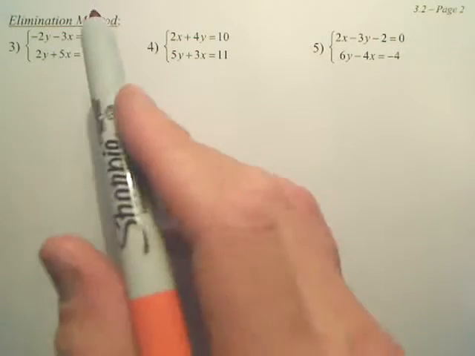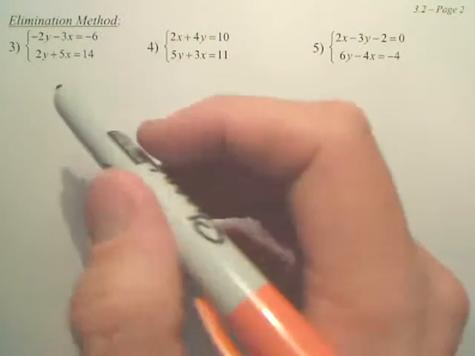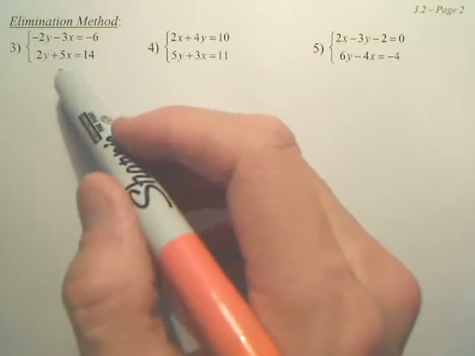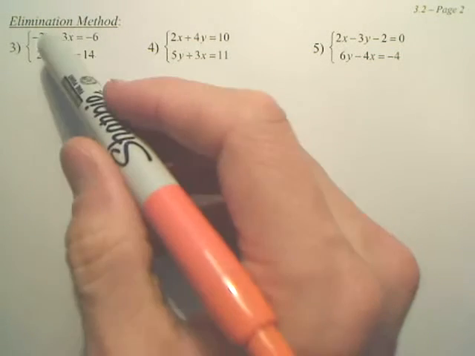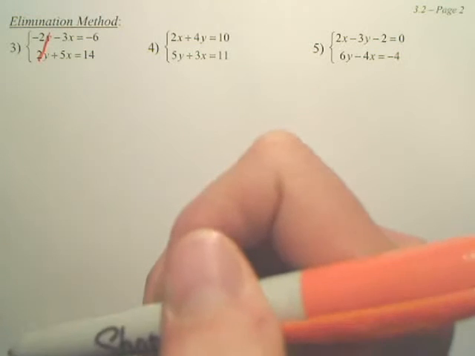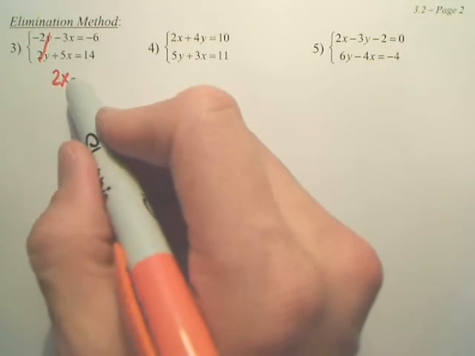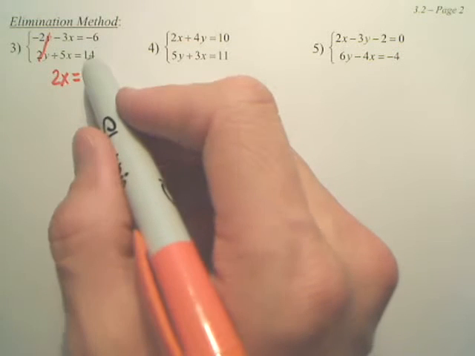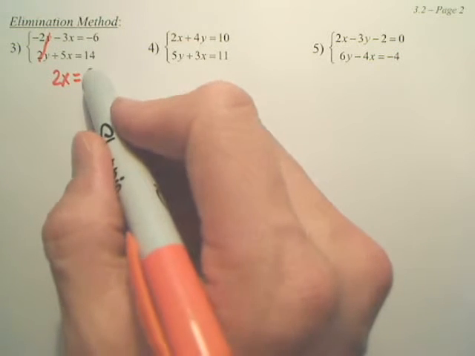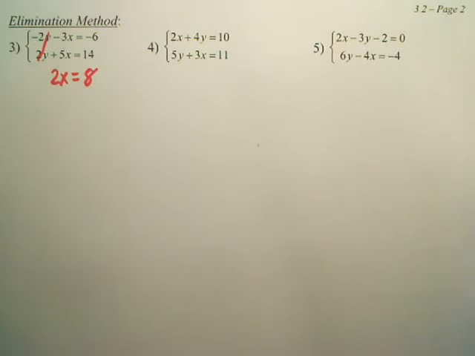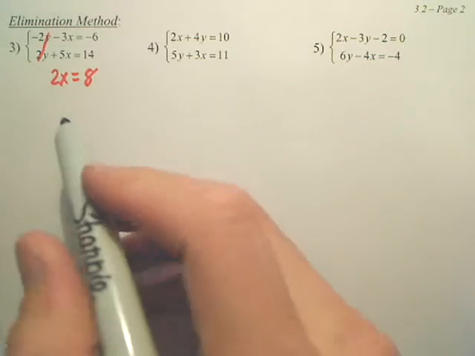Elimination method. Hint, you're going to eliminate. So if we look at these two equations, if we added straight down, do you see how these are going to eliminate? Leaving you 2x equals, and negative 6 and 14 gives you 8. It's a really cool method because it's really quick and easy.